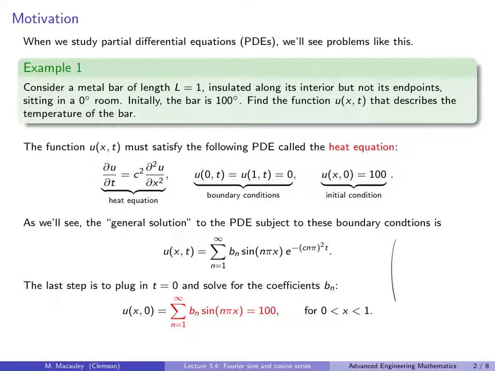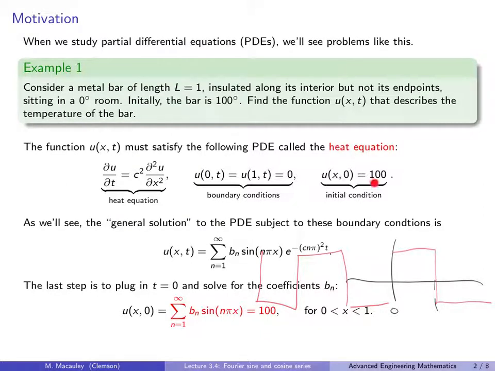Because the function 100 is not the sum of sine waves. However, the function 100 is only defined on 0 to 1. We only care about this region. We don't care about things outside of that region. So what we can do is make this thing into an odd function like this, and we can compute the Fourier series of that odd function. And so that's what we're going to do.